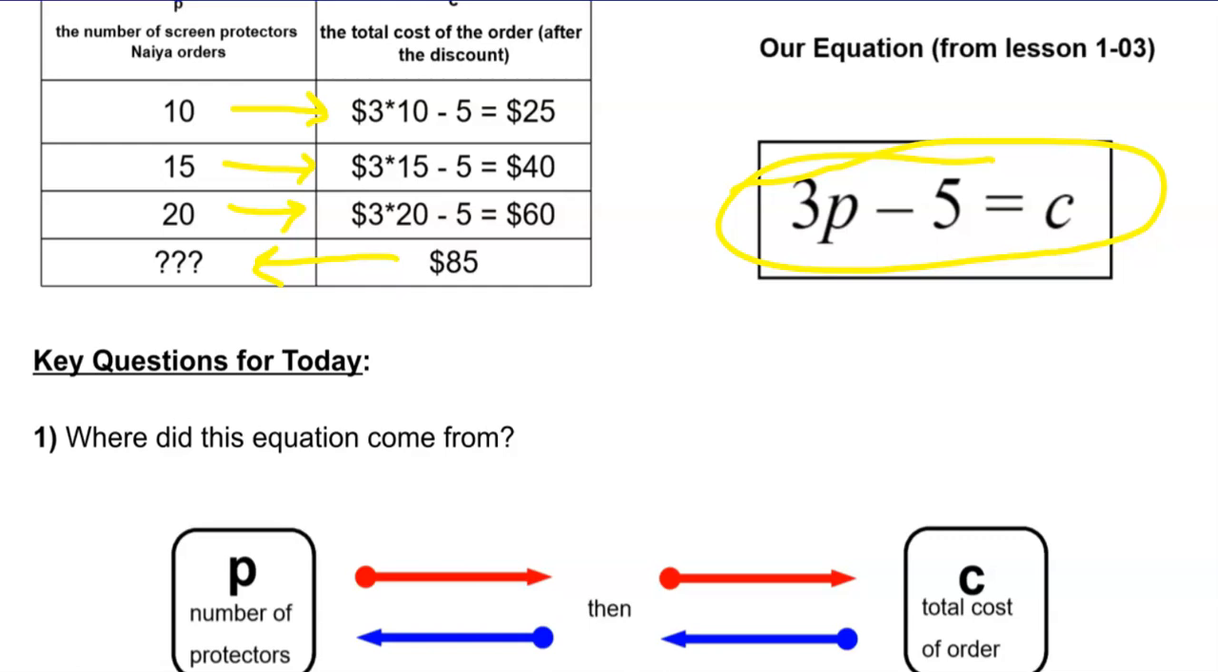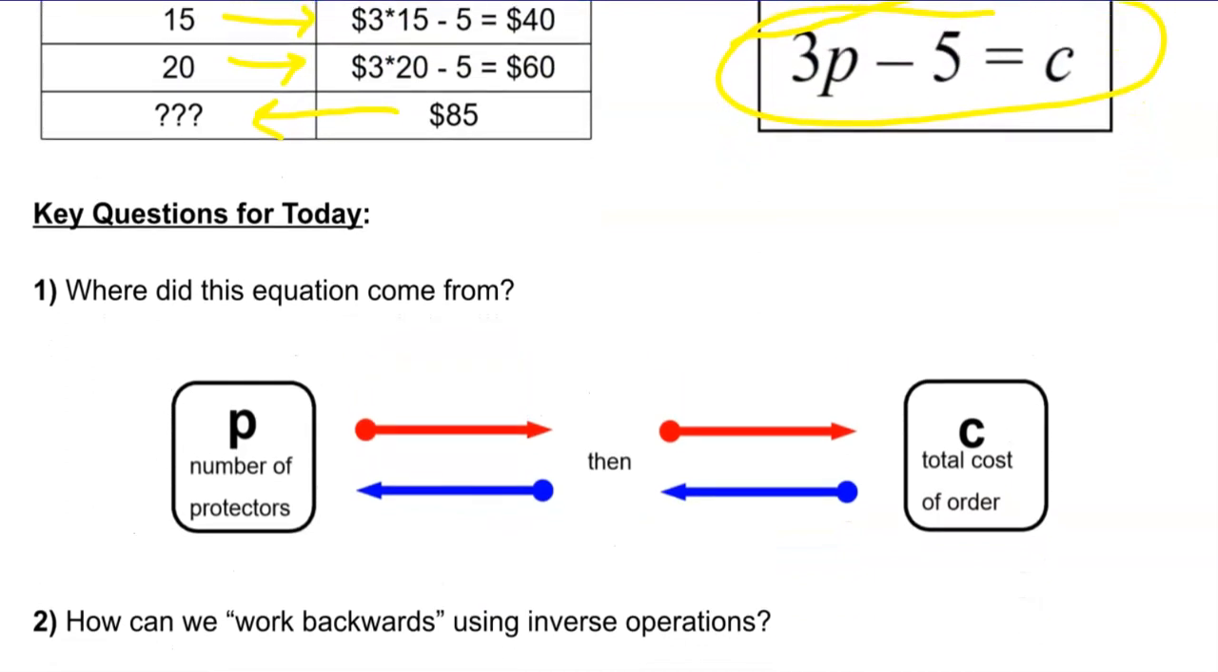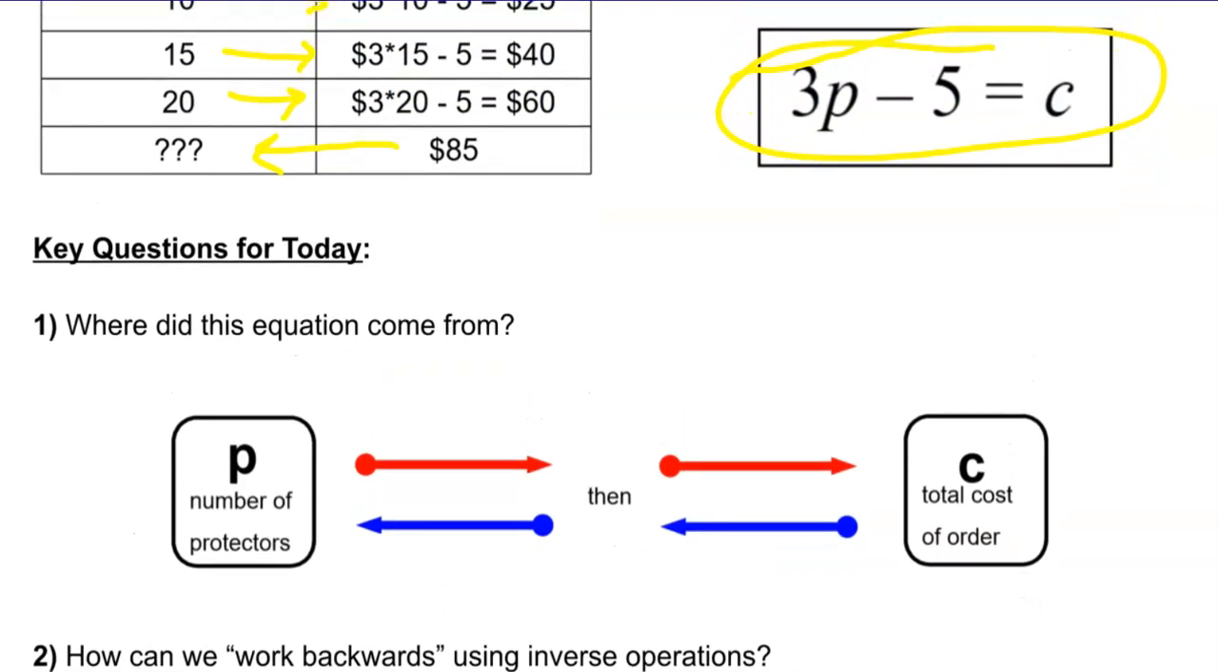So we're thinking about where this equation, this 3p minus 5 equals c, came from. So we started with the number of protectors, and then we multiplied by 3, and then we subtracted 5. And I'm using this dot as multiplication because we need to move away from using x as multiplication because it gets confusing when you are using x as a variable.